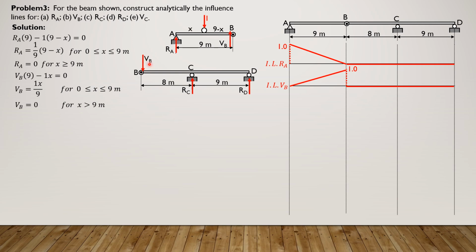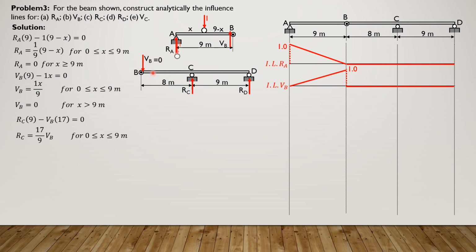So remember that there is a value for shear at B from 0 to 9. Beyond that, shear at B is 0 from B to D. So to derive R sub C, we sum up moment about D. So R sub C times 9 minus shear at B times 17 equals 0. So R sub C is 17 over 9 of V sub B. This is applicable for 0 less than or equal to x less than or equal to 9 meters. Then when x is greater than 9, V sub B is 0.